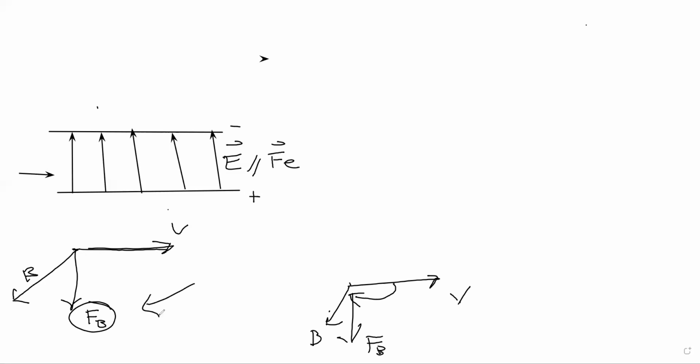Why is it pointing downwards? Well, because if you do the right hand rule with these two right here, little v and big B, the vector is going to be pointing downwards. Right, but we don't know the magnetic field vector. But we need this to be downwards.